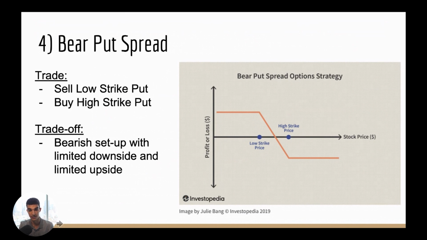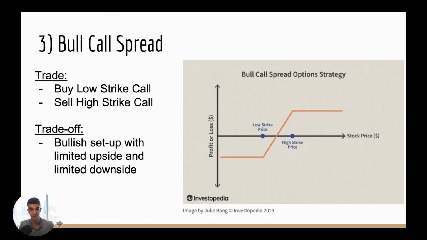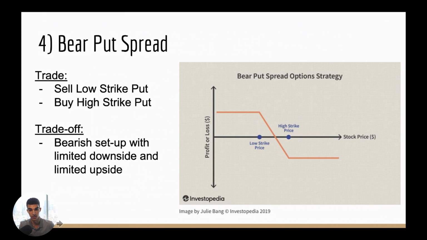And then you get here to the low strike. Since you sold it, it will offset. And then you will have limited upside and limited downside. Now, this is very similar to the bull call spread, but it's just a bearish setup. But also, you still have a limited upside and a limited downside.